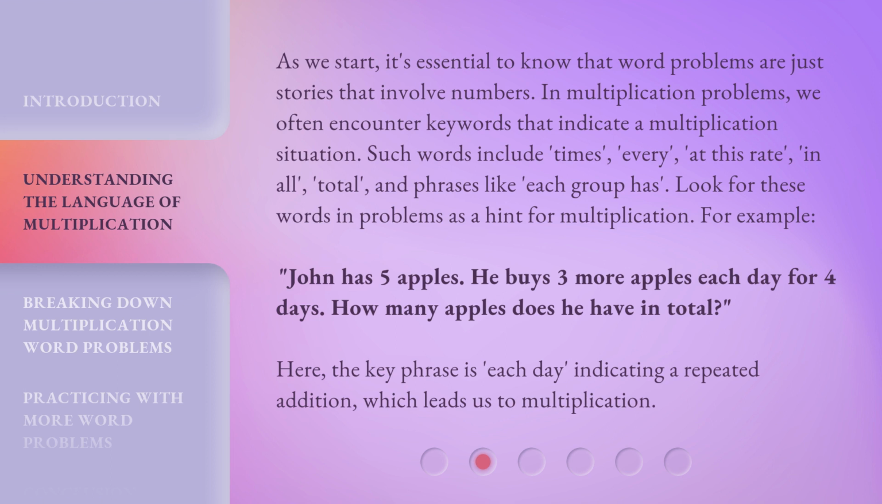For example, John has 5 apples. He buys 3 more apples each day for 4 days. How many apples does he have in total? Here, the key phrase is each day, indicating a repeated addition, which leads us to multiplication.